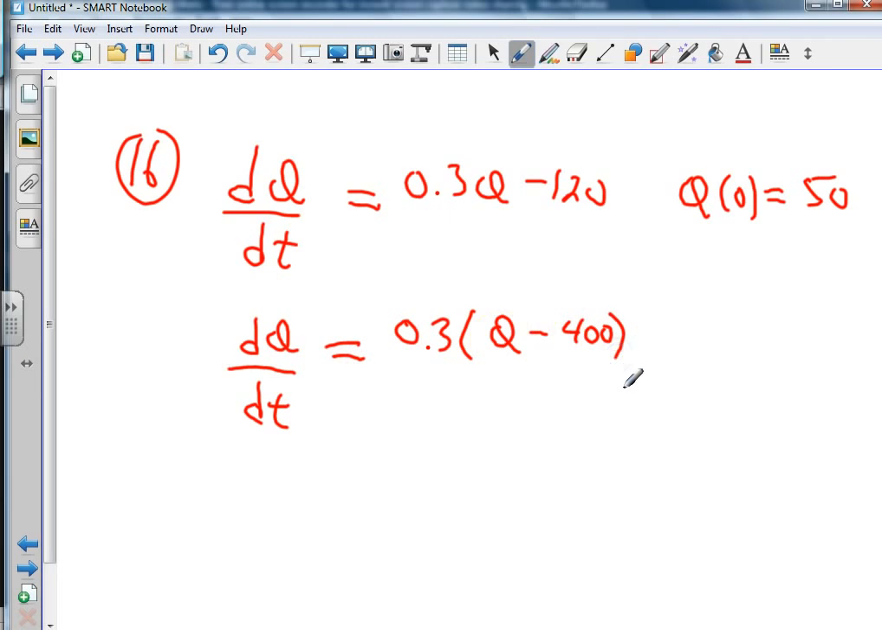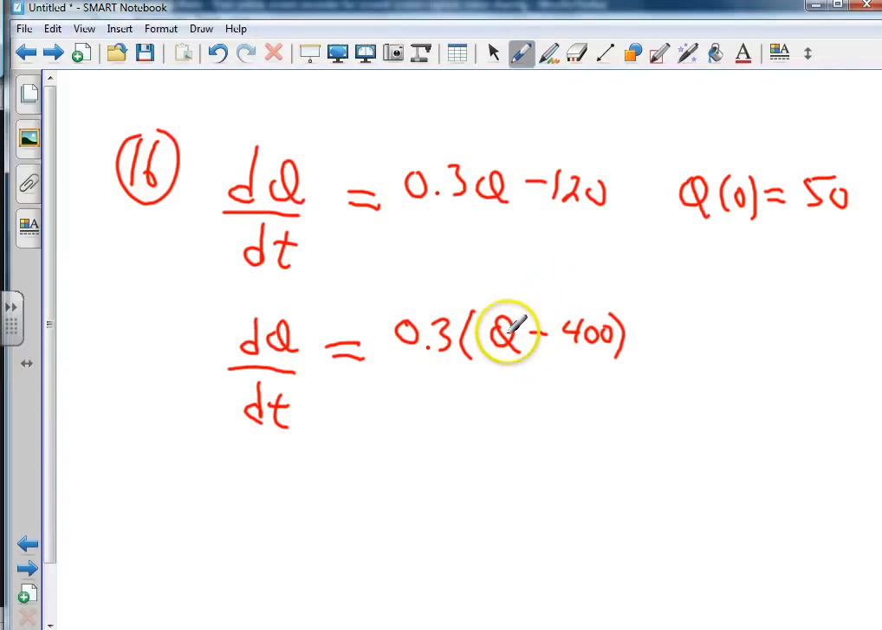Otherwise, it's really the same kind of question. Okay? Now think of it. If you start with a value equal to, what makes the dq dt 0? What makes dq dt 0? If you plug in q is 400. So that's your equilibrium solution. Now, is it a stable equilibrium? Are we going to get closer and closer to 400 from below or above? Or is it an unstable equilibrium? We're going to get farther and farther away from 400 as t goes to infinity.